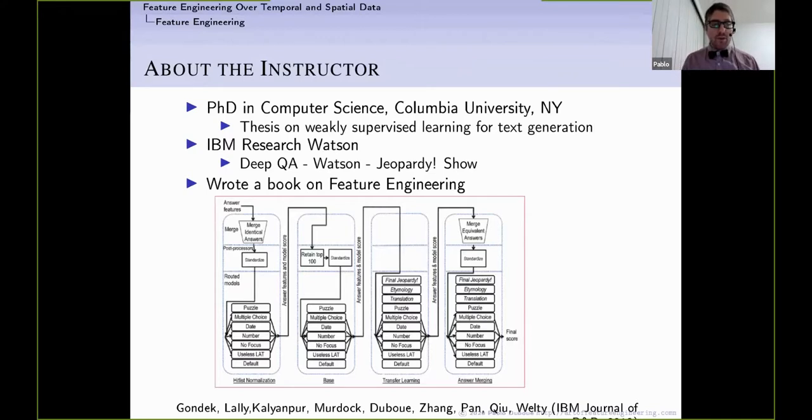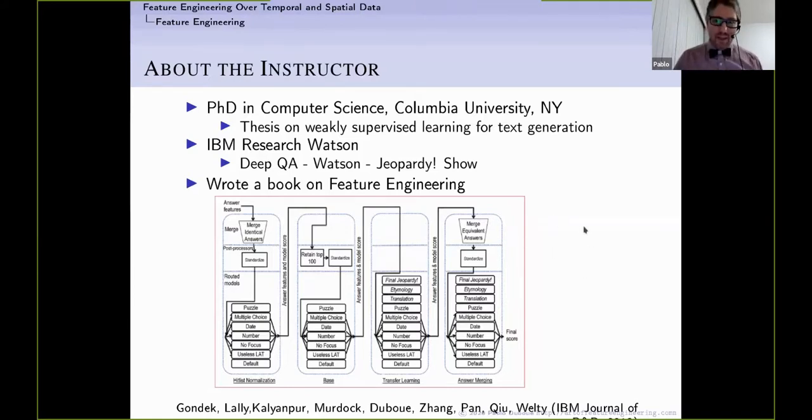So I did my PhD back in New York. Actually, it was the same time as Samir Maski, and my thesis was on weakly supervised learning for text generation. It was part of the DeepQA system that built the Jeopardy show, and in particular, I helped build the last feature merging and the feature engineering component of the system. And that's where my interest in the topic really started. This here is a diagram of the 4-stage cascading logistic regression system we had in the show. And so in a way, we built a deep learning system by hand.